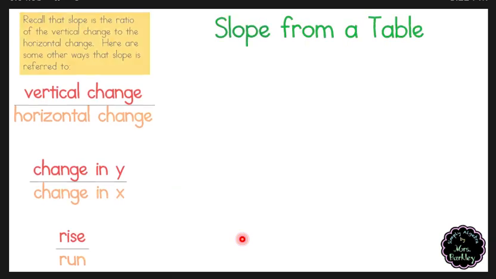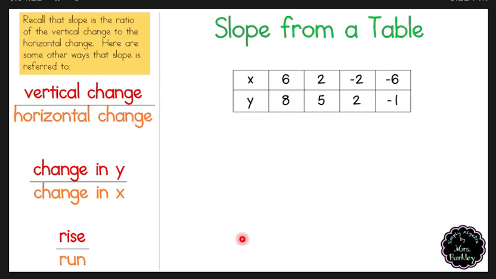So let's look at another example. So if we have this table of values, we're looking at the relationship between our x values here from 6 to 2, so we'd be subtracting 4, and to get from 8 to 5, we would be subtracting 3. To get from 2 to negative 2, we would also subtract 4, so 2 minus 4 would be negative 2. 5, to get to 2, we would subtract 3. And then lastly, to get from negative 2 to negative 6, that relationship would also be to subtract 4. And to get from 2 to negative 1, we would be subtracting 3.